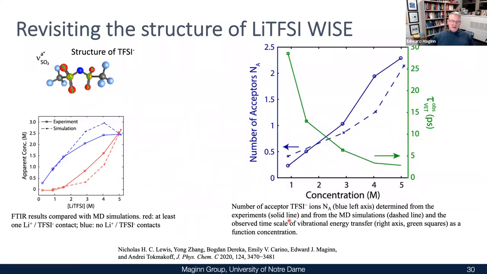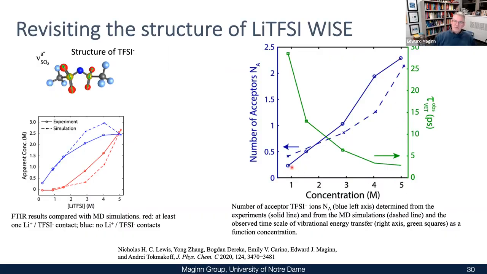So we partnered with Andrei Tokmakov's group at the University of Chicago, who was doing some FTIR measurements. And we did some simulations, and he looked at basically the structure and the vibrational frequency of these TFSI anions. So this is what a TFSI anion looks like. And I'll point you to this figure over here. What they could do from their infrared spectroscopy was look at the number of acceptors to the TFSI anion. So basically what's coordinating with the TFSI anion as a function of the concentration. Now they're plotting this in molarity, but over here at 5, this is up to 21 molality.